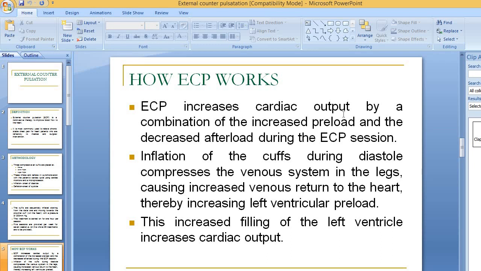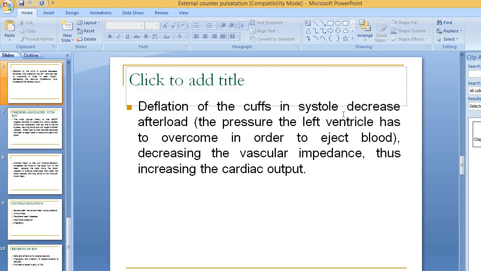This increased filling of the left ventricle increases cardiac output, and the deflation of the cuffs in systole decreases afterload. That is nothing but the pressure the left ventricle has to overcome in order to eject blood, which decreases the vascular impedance. So the cardiac output will be increasing.